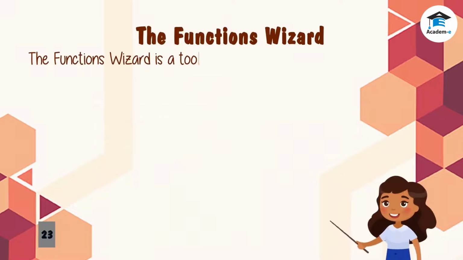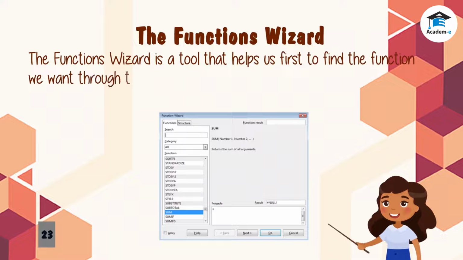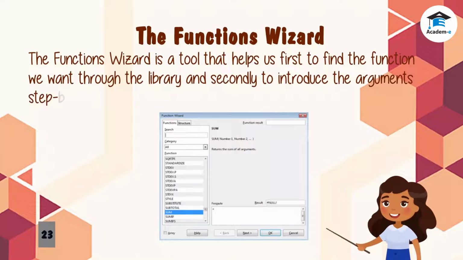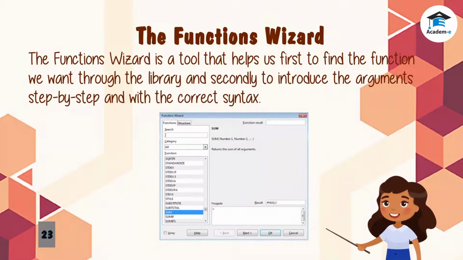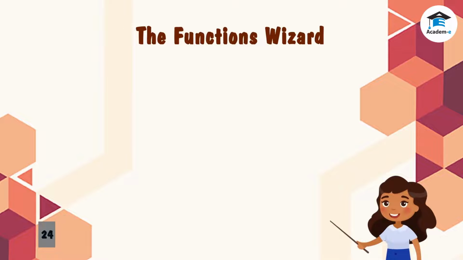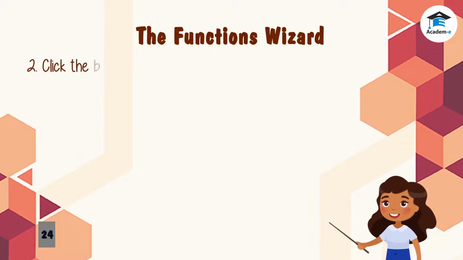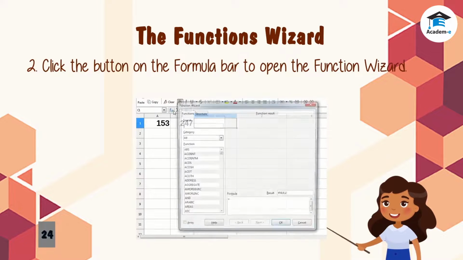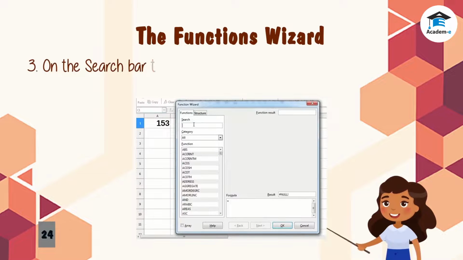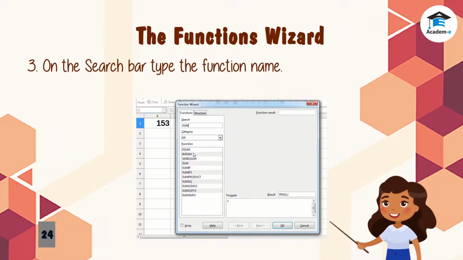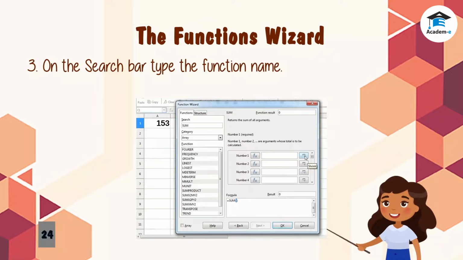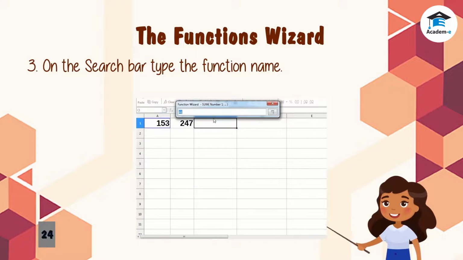The Function Wizard is a tool that helps us, first, to find the function we want through the library, and secondly, to introduce the arguments step by step and with the correct syntax. Inserting a function using the Wizard. 1. Select the cell that will contain the formula and the result will appear. 2. Click the button on the formula bar to open the Function Wizard. 3. On the search bar, type the function name. When you select a function, its description appears on the right-hand side of the dialog. Double-click on the function name from the list or click Next.